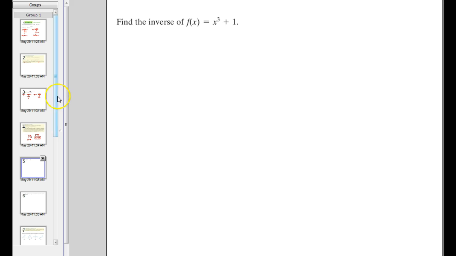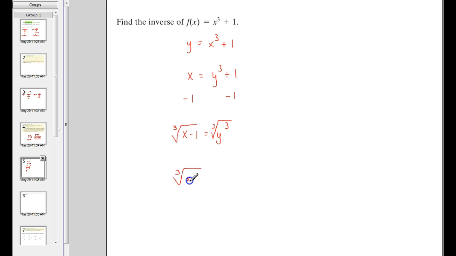Alright, so let's go through this procedure. Find the inverse here. Replace f of x with y. Interchange x and y: change this y to an x, and change this x to y. Then solve for the new y. So I need to subtract 1. I got x minus 1 equals y cubed. Now I need to take the cube root to get rid of the cube. If I do it to the right, I have to do it to the left. So I end up with the cube root of x minus 1 equals y.